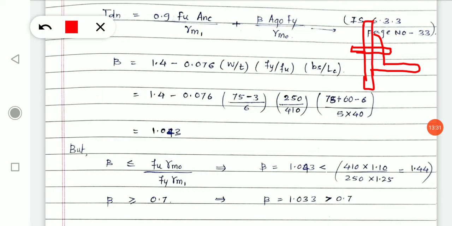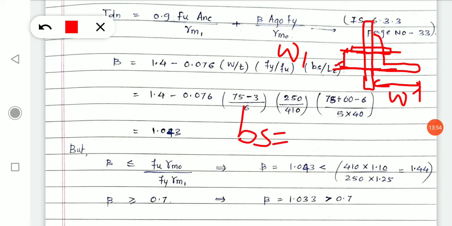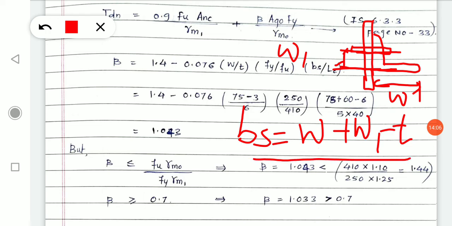Now W is what? Outstanding leg length, W, whereas the length from the center of the connected bolt to the outstanding leg bottom is called W1, and BS will be equal to W plus W1 minus thickness T. I hope you remember. This is mentioned again on page number 33 of your IS code. That's why I said please carry your IS code while watching this video.